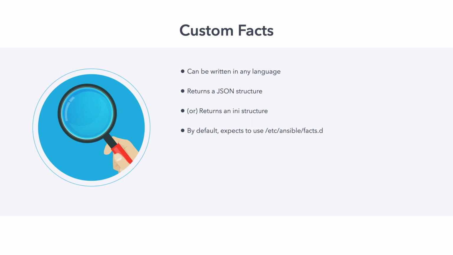By default, Ansible expects custom facts to be placed in /etc/ansible/facts.d, which is fine if you have root access to a system, but is a little less desirable if you're not running as a root user, or prefer to keep your configurations out of the root file system. We can address this, and later on in this video I'll show how you can work around it. For now, we'll create some custom facts in the default location.